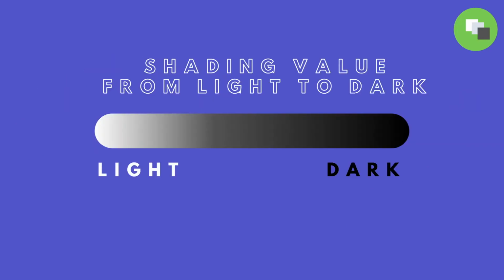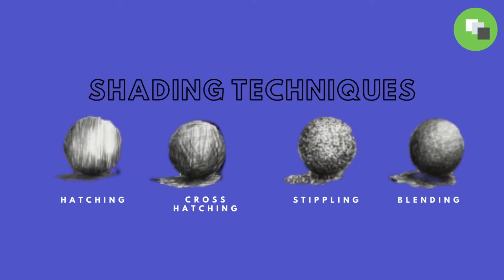When using our different shading techniques, we shade our value from light to dark or vice versa. Value adds texture, dimension, proportion, and contrast to our pictures. It also changes our 2D shapes into 3D forms.